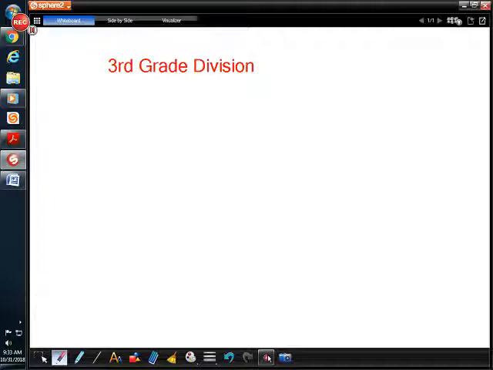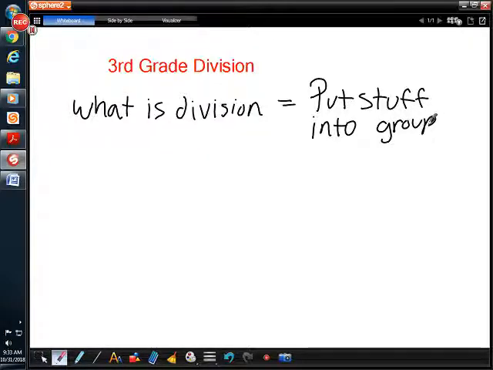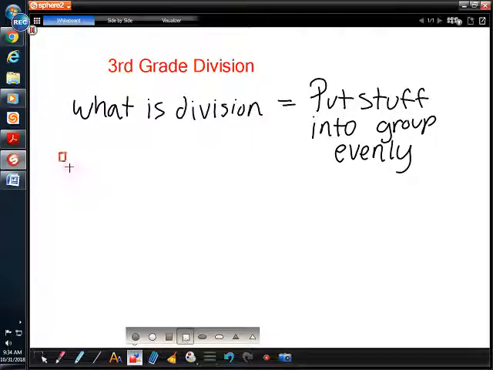So before we start doing how to do division, we need to know what it is. So what is division? So division basically means, in my words, to put stuff into groups evenly. Meaning that all of your groups need to be the same amount. You can't have a group of 7 and a group of 6 and a group of 5. They all would have to be 7 and 7 and 7 and 7, or 5 and 5 and 5 and 5.